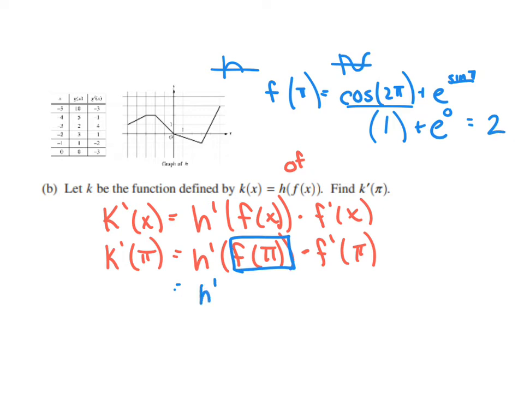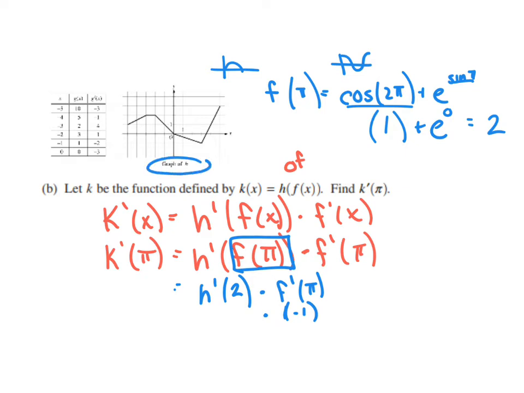So now I have h prime of 2 times f prime of pi. Now if you cleaned up your part A, that was f prime of pi, we just said that was equal to negative 1. So if you didn't clean it up in part A, you had to clean it up in part B. And now I need h prime of 2.